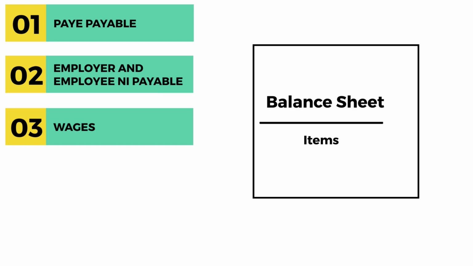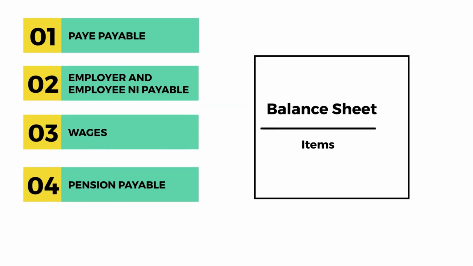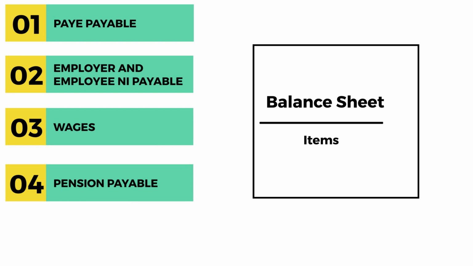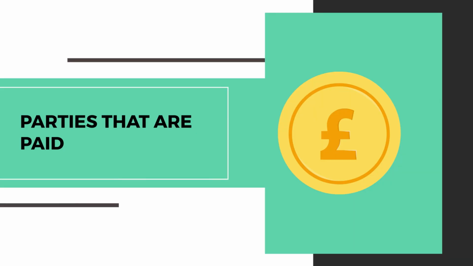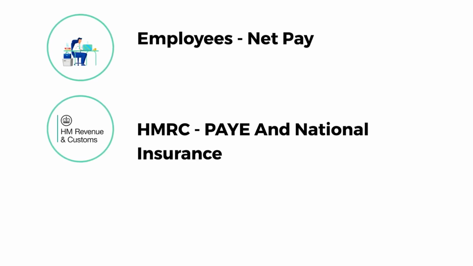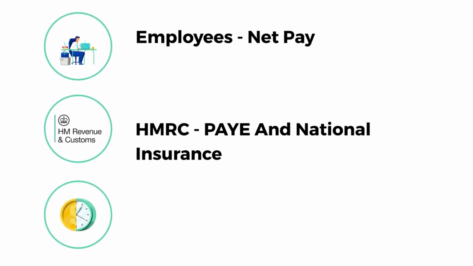One more account is pension payable. Like the national insurance, there's an employee and an employer's element to this, so the pension payable account is aggregating the two elements. This amount would be paid to the workplace pension scheme. The three parties that usually get paid through payroll are the employees via their net pay, HMRC for the PAYE and national insurance, and then the pension scheme for the pension.